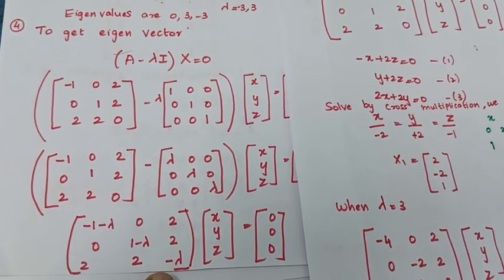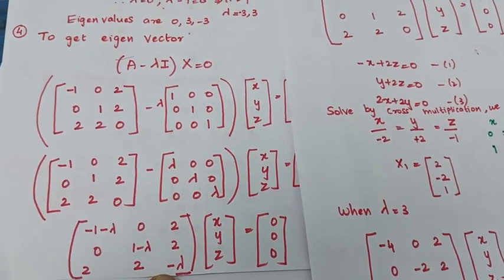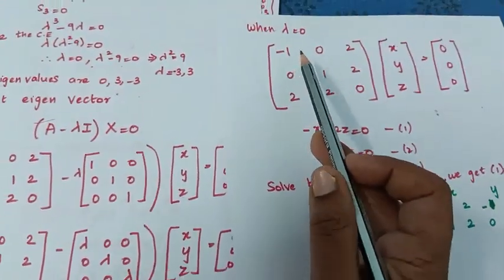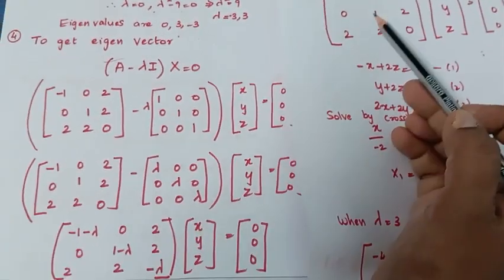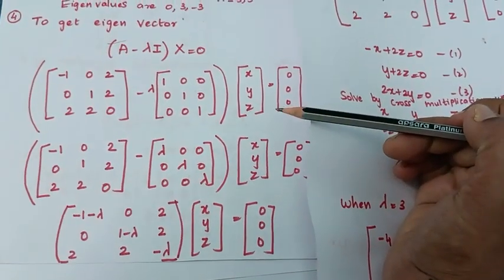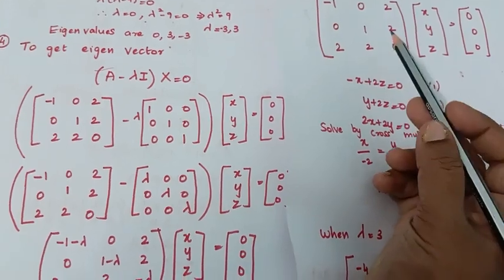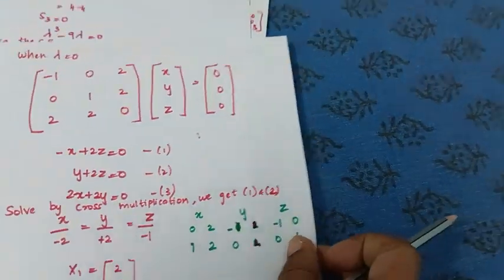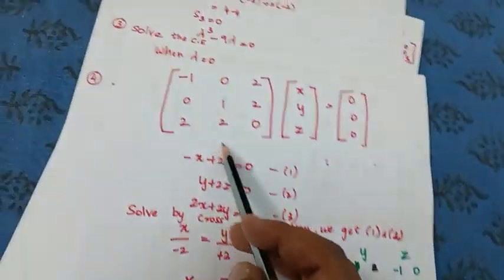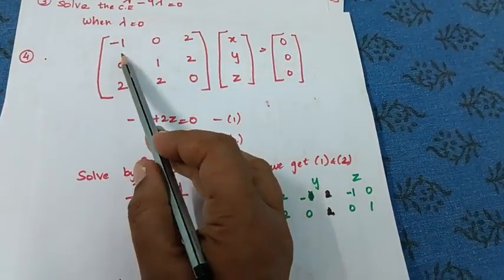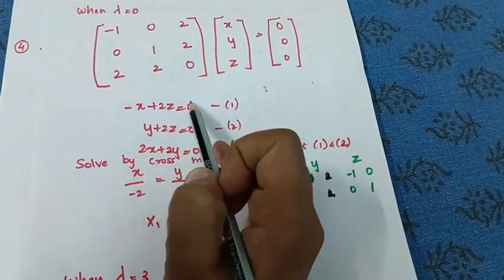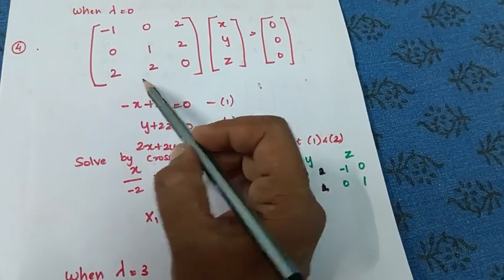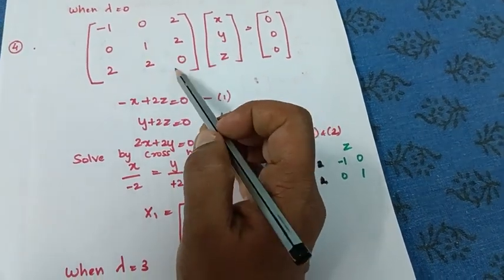Here we are going to substitute the eigenvalues to find the eigenvectors. So the first eigenvalue is lambda equal to 0. So here we are applying lambda equal to 0. Lambda equal to 0 means we will get the same equation as the matrix. So this is lambda equal to 0. Here we are reducing it as equations: minus x plus 2z is equal to 0, y plus 2z is equal to 0, then 2x plus 2y is equal to 0.